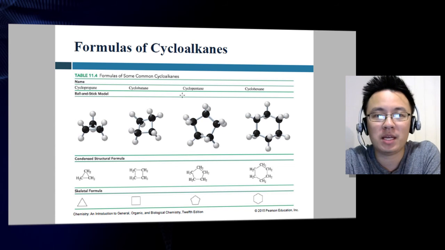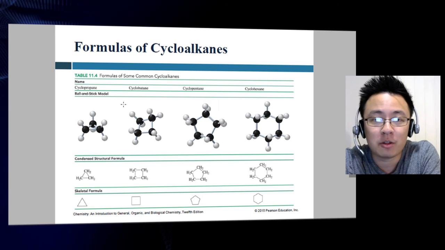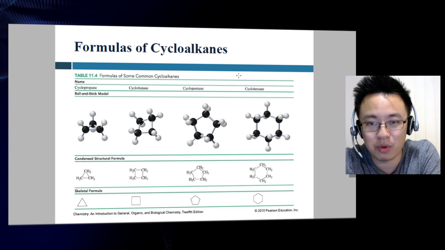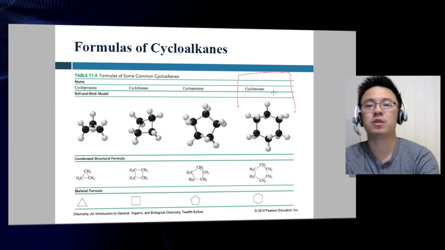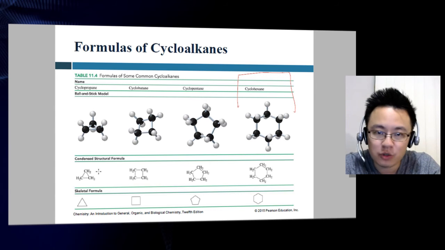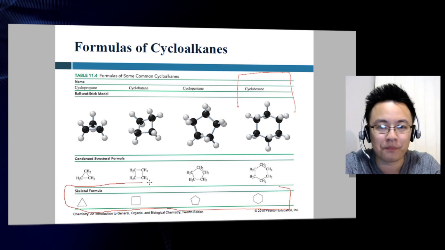So we have here the ball and stick model for a cycloalkane. In this case, it's cyclopropane. Propane has 3 carbons in it, guys. We have here cyclobutane, cyclopentane, and then a cyclohexane molecule. The most stable of all of the cyclos out there is cyclohexane. If we were to look at its condensed structural formula, you're going to get it looking like this. And of course, I love the skeletal formula because it is the easiest to draw.